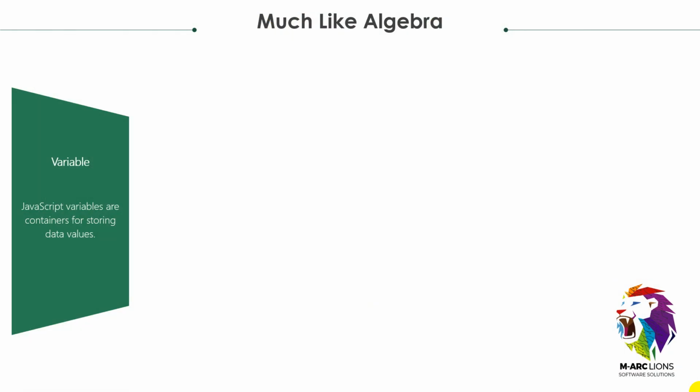Much like algebra, what is a variable? Basically, JavaScript variables are containers for storing data values. They are called containers where we can store values. Like I am just declaring two variables here: var price1 = 5 and price2 = 6. The var is basically a keyword which represents a variable.